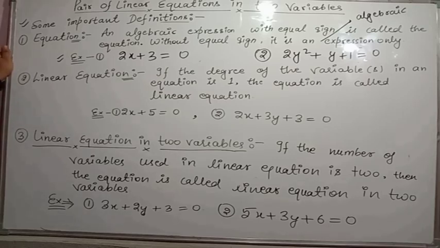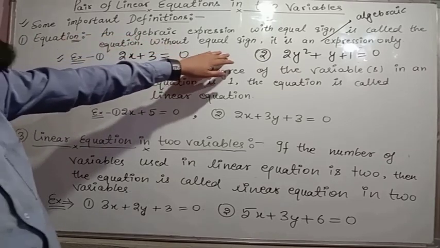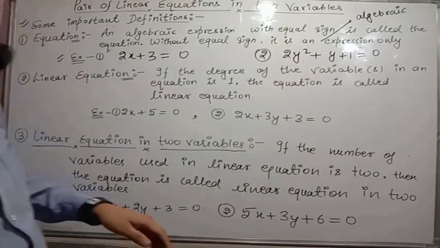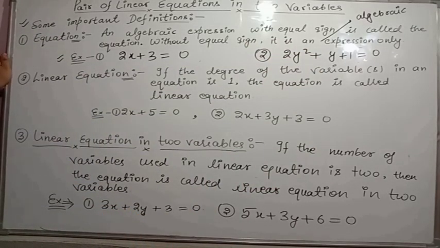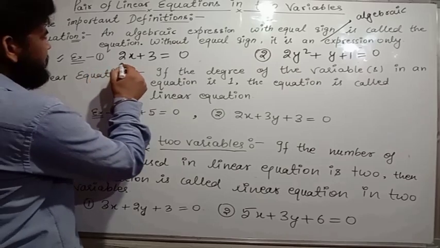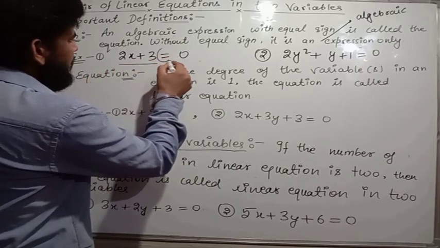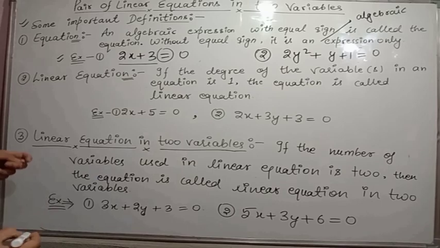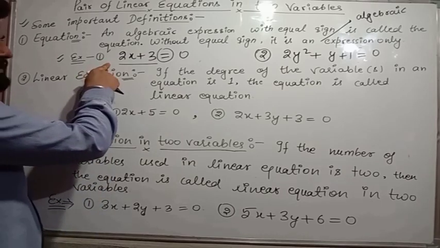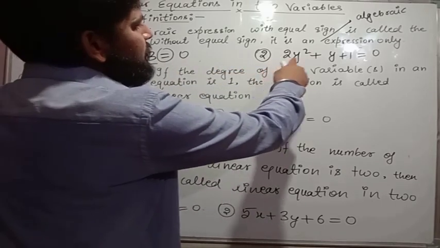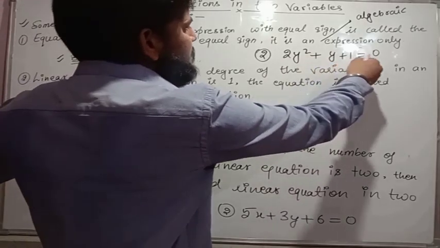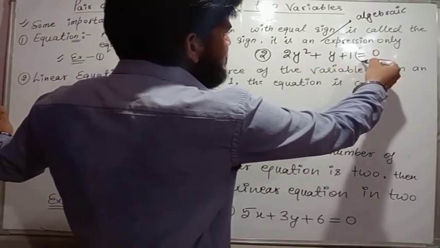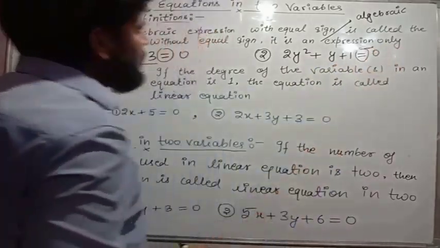An equation we can define in this way: an algebraic expression with an equal sign is called an equation. If there is any algebraic expression which has an equal sign, we can see here we have an equal sign, so this is an equation. Here also, 2y square plus y plus 1 equals 0. This also has an equal sign, so this is also an equation.